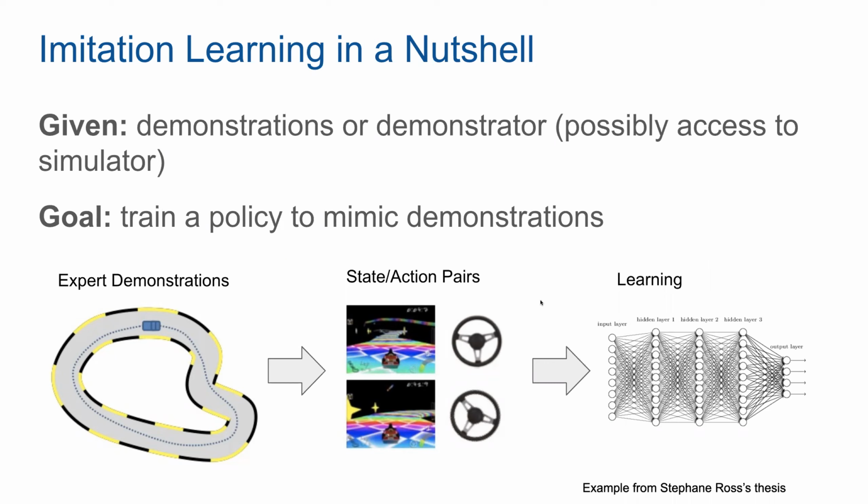And so here, you may have access to the simulator, but you definitely have access to demonstrators that tell you what the correct action is for a given state. And so the sampling of the correct actions is typically given to you by a demonstrator, and you don't have to sample for it yourself.